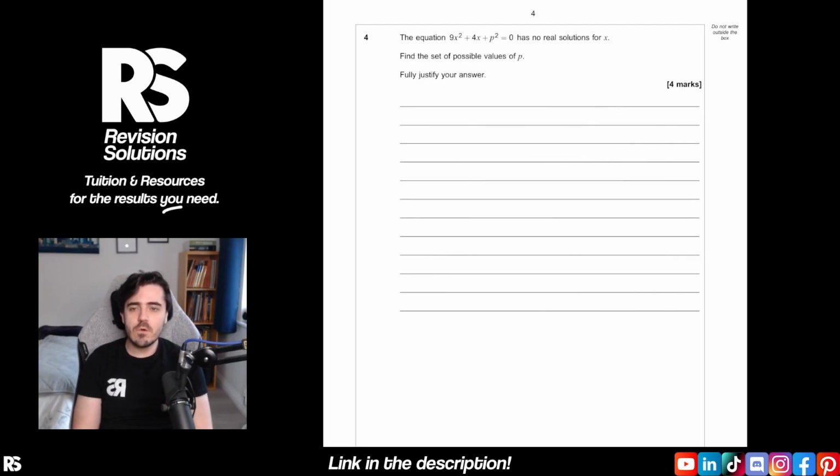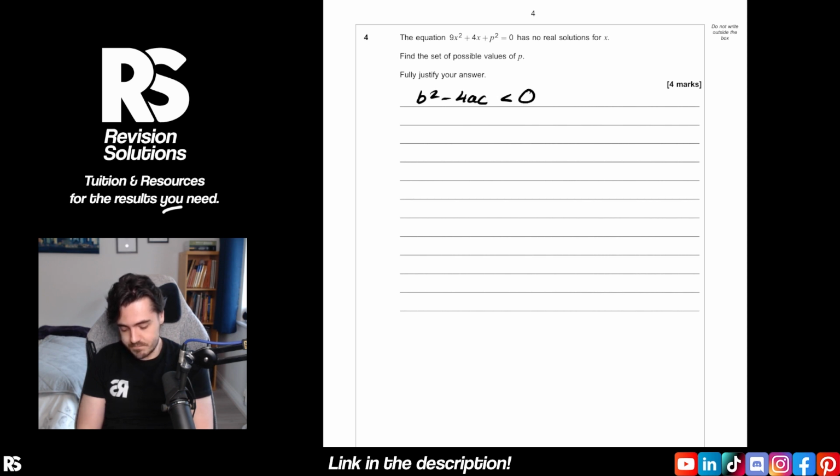Okay, and now for question 4, it says the equation 9x squared plus 4x plus p squared equals 0 has no real solutions for x. Can we find the set of possible values of p? Fully justify your answer. Well, the question's asking about the roots of a quadratic, really. If there's no real solutions, that means there's no roots of our quadratic, and the discriminant tells us about the roots of a quadratic. If there's no roots, we know the discriminant, b squared minus 4ac, has to be less than 0.